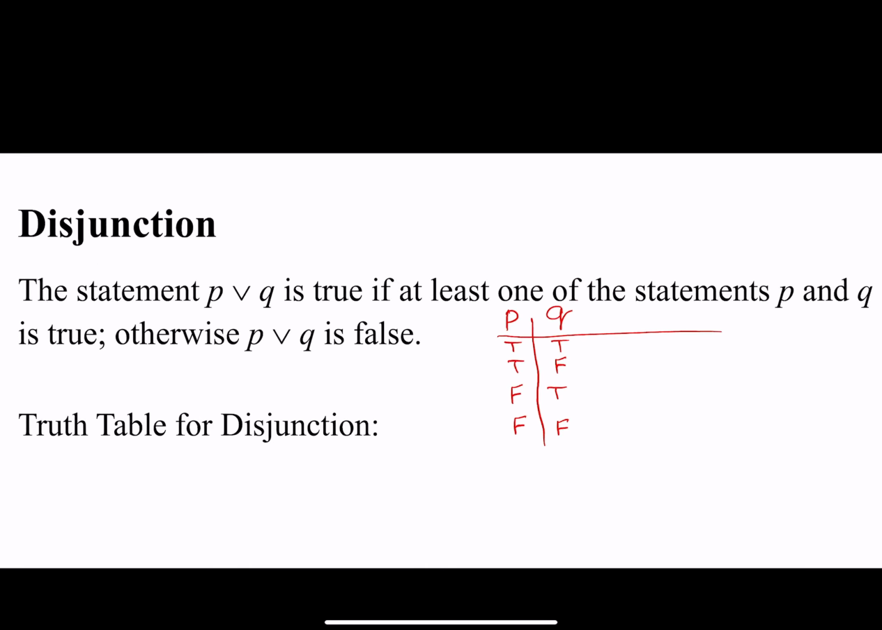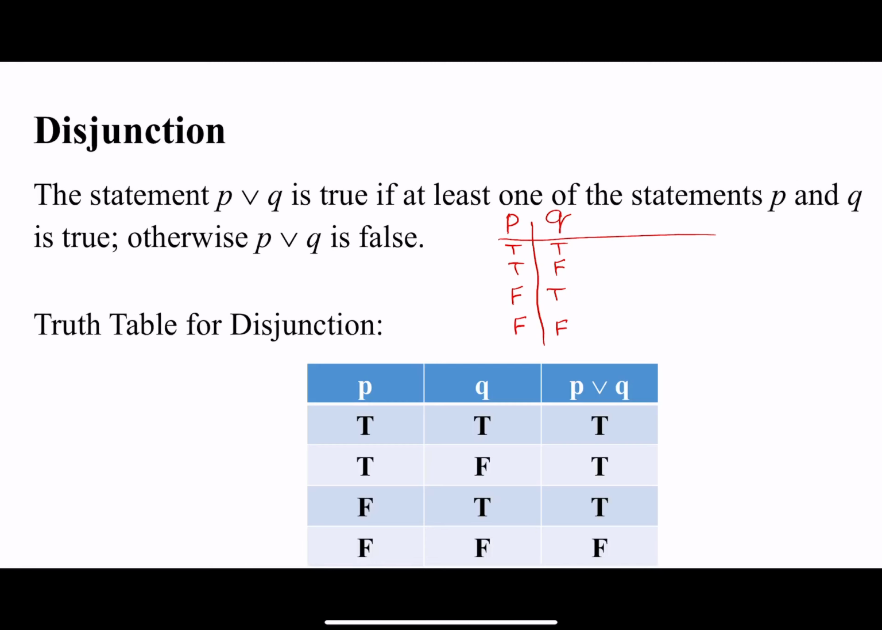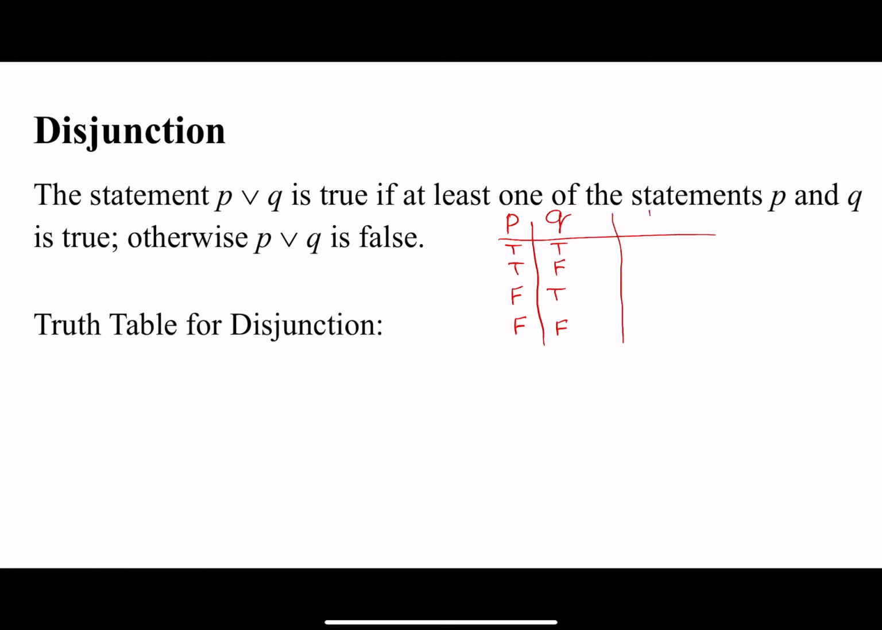So the statement says that P or Q is true if at least one of the statements P and Q is true. At least one of them, okay? P or Q. Guys, at least one of them must be true. Look at the first one. Both are true. Perfect. That's true. At least one of them must be true to have P or Q true. So both are true. Perfect. That's true. Well, look at the second one. At least one of them is true. So P or Q is true.